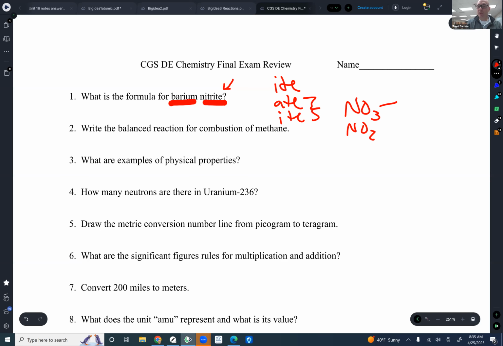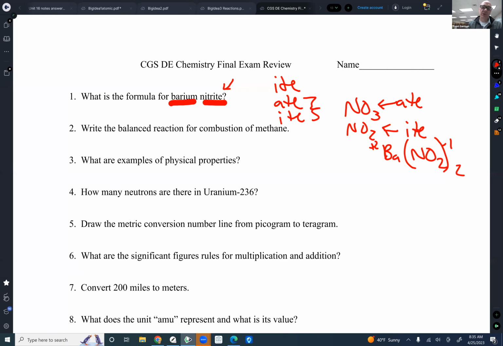The more oxygen you have, the name ends with ATE; the lower amount ends with the suffix ITE. So barium is Ba, nitrite is NO2. It has a charge of -1. Barium has a charge of +2. You crisscross applesauce and you end up with your formula.